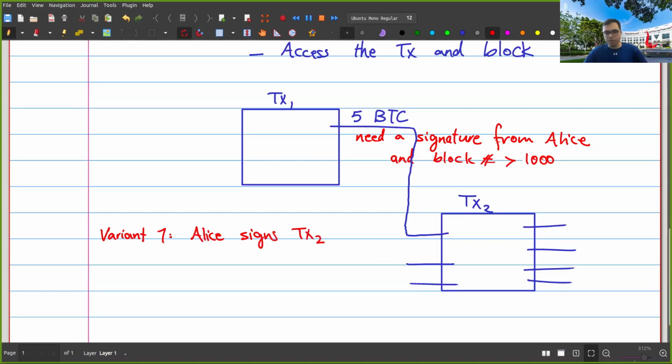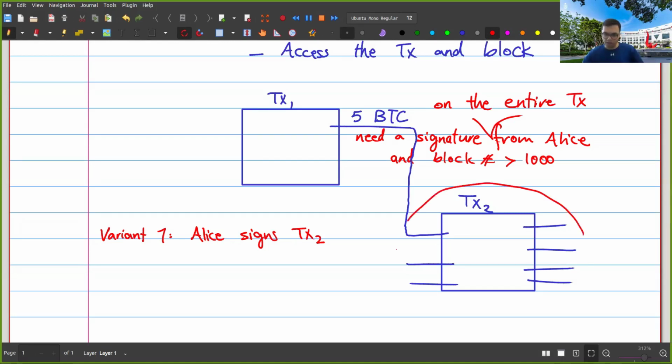So I can write a script here that says I need a signature from Alice, but I need this signature to be on the entire transaction. Okay, so I need a signature on the whole transaction, on all of its inputs, all of its outputs, and metadata, and all of that. Alice should sign all of that. But here's the thing. I might want to create a transaction in which Alice gives one of the inputs, but then the other inputs can come from other people, right?